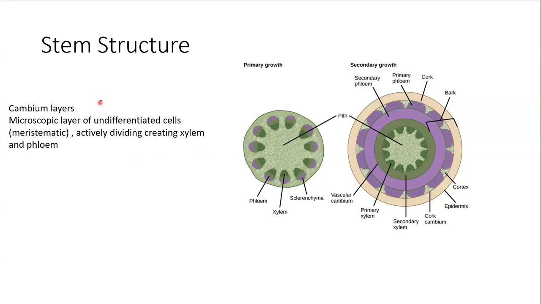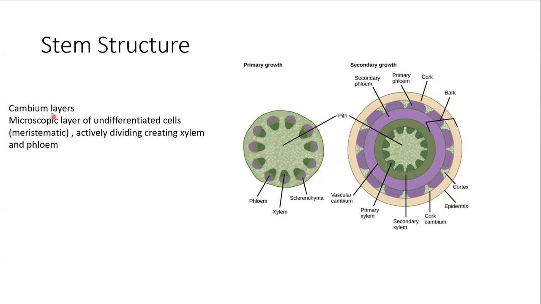Now, we have some cambium layers within the stem. Okay. Now, the cambium layers are another interesting part of the plant. Similar to the apical meristem, right? Remember, we talked about the apical meristem and those meristems, where meristematic tissue is stem tissue, it's undifferentiated cells, okay?